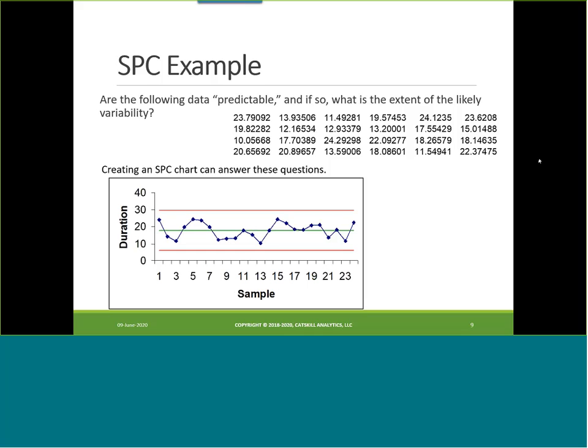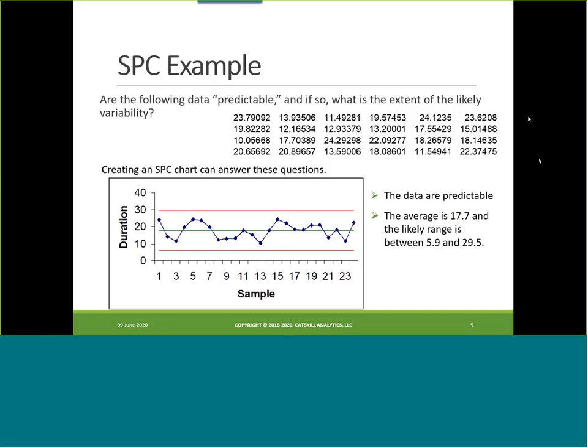And here's a simple individual and moving range chart for this time series data that helps us understand whether these data are predictable. And the chart, by the definition of how we interpret those, indicates that this data is predictable. The average is 17.7, and the likely range is between 5.9 and 29.5. So right off the bat, with a very simple analysis, we're starting to get a sense that there's a lot of variability in this data.